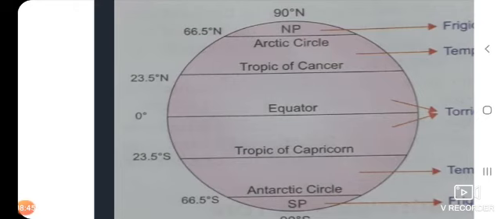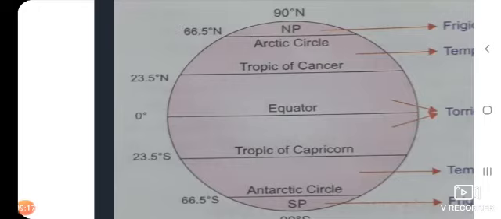Since the circumference of the circle is equal to 360 degrees, the angular distance of 1 degree is roughly equal to 111 kilometers. Simply you will remember only the figures. There is no detailed calculation of this circumference and all. So you will just remember there are 181 parallels of latitude at a 1 degree interval, and each 1 degree interval is equal to 111 kilometers.